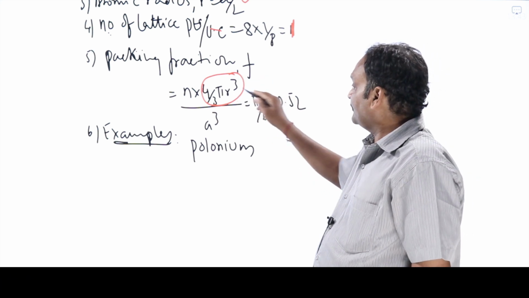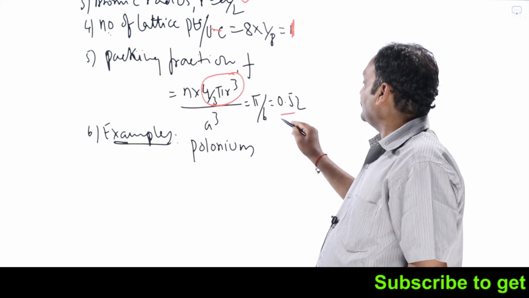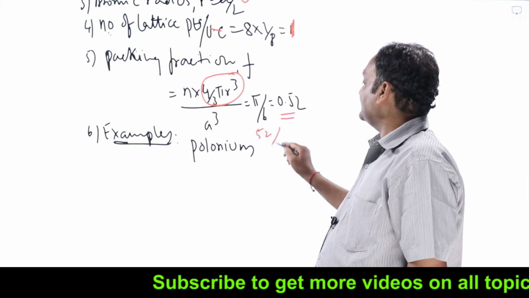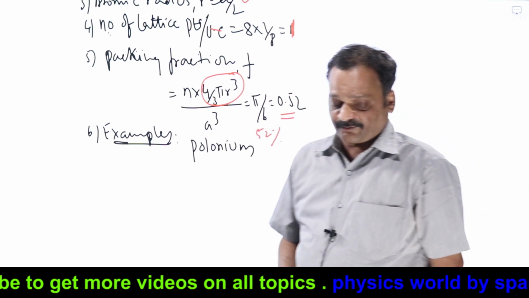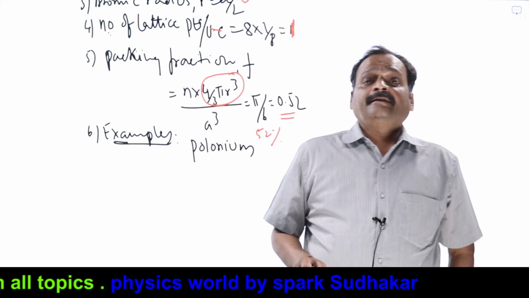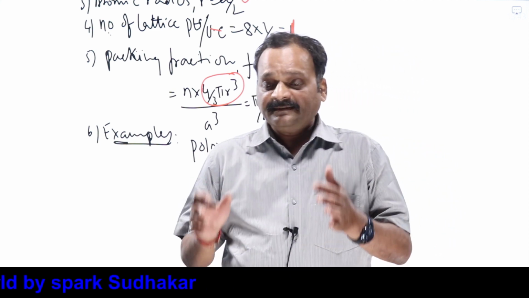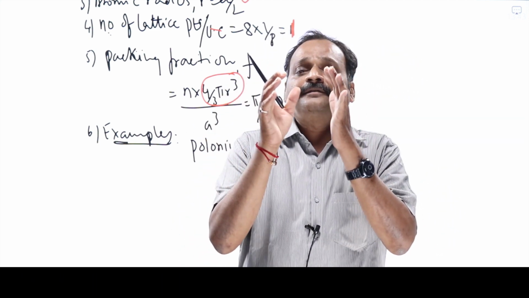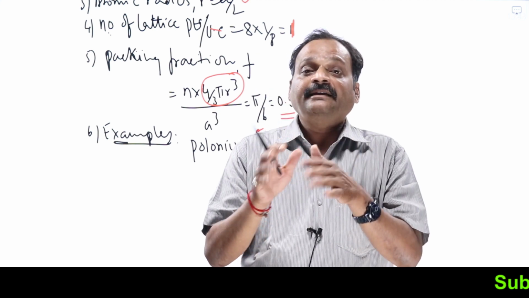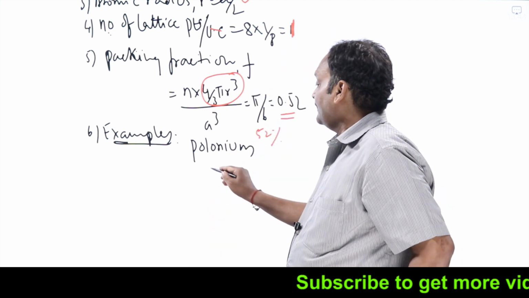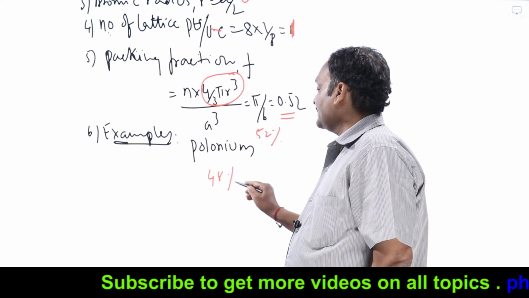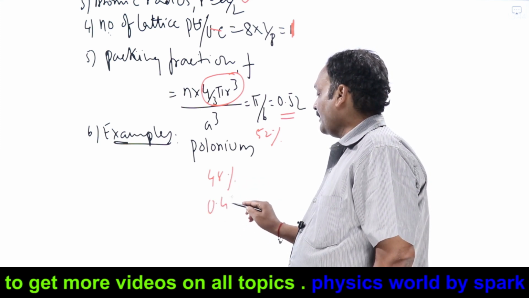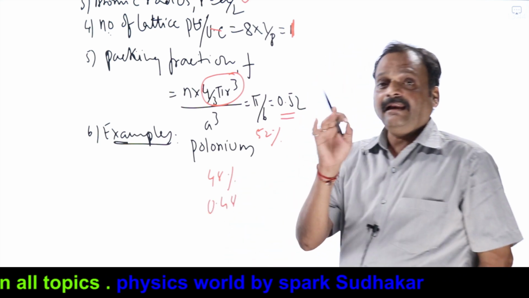If you simplify this, you will get pi by 6, which is 0.52, or 52%, the packing fraction of a simple cubic cell. It means a simple cubic unit cell is only 52% occupied. The remaining 48%, or 0.48, is what we call null or void space.